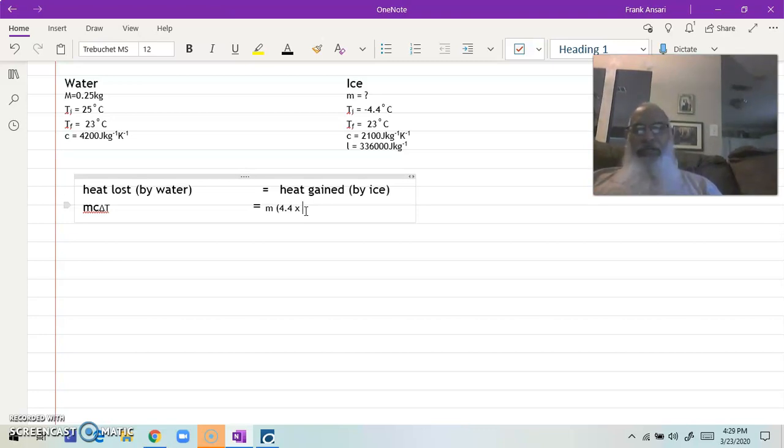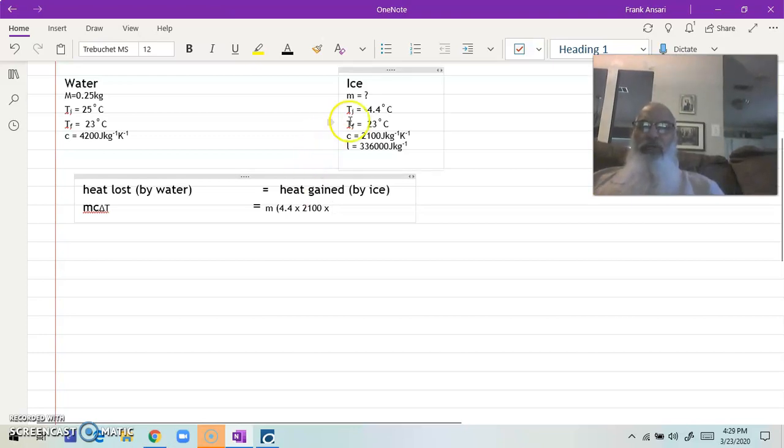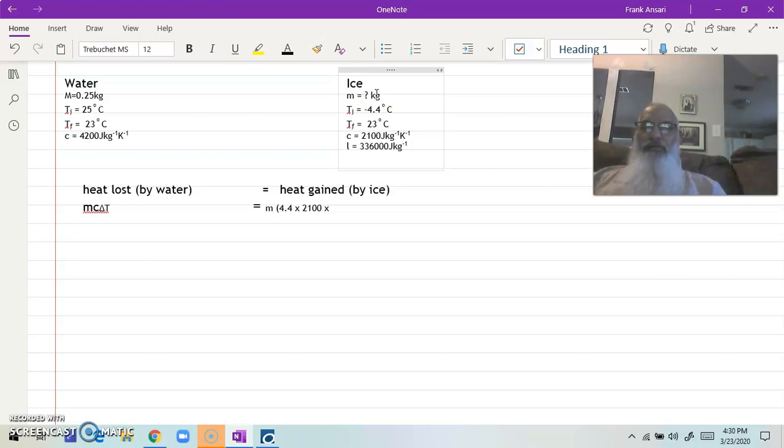the specific heat capacity of ice, because we're dealing with ice here. That is 2100, again joules per kilogram Kelvin, but we're not concerned about the units in this phase. We know that our answer will come out in kilograms because all the units are attached. You can put kilograms here to help you remember, like I said before.